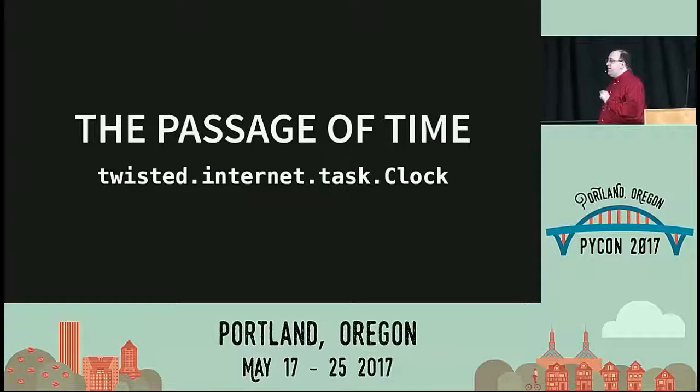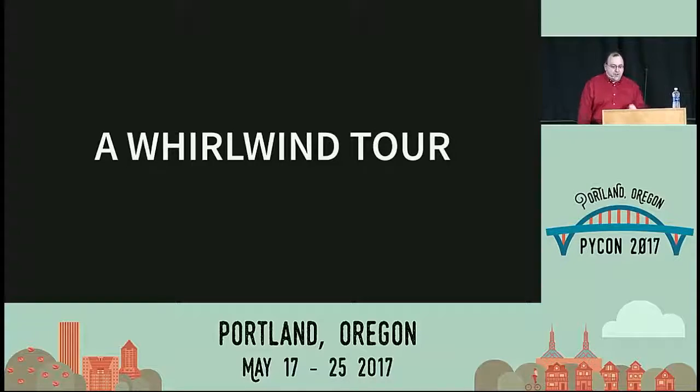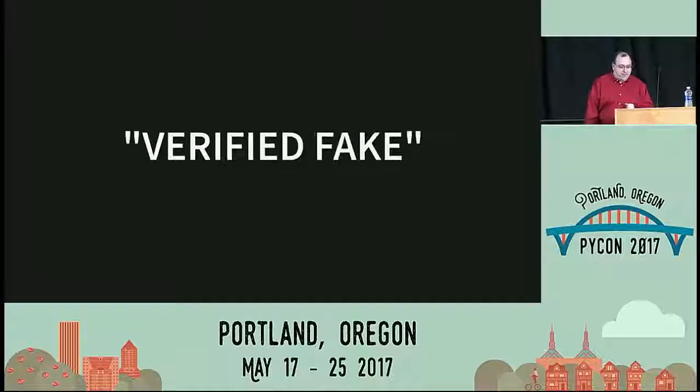Twisted.internet.task.Clock is a class within Twisted that simulates the passage of time. It allows you to use the same interfaces as the real implementation, but with a controllable temporal flow. So in order to show you how this is done in a real system, I'll take you on a whirlwind tour through Twisted's testing facilities. This is going to go fast, but mostly I want you to know kind of what the words mean. You don't need to catch the nuances of everything.